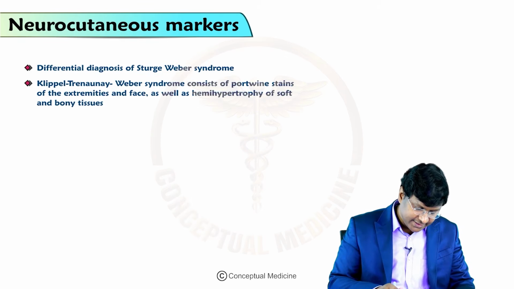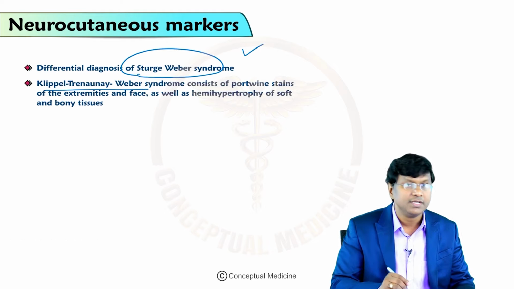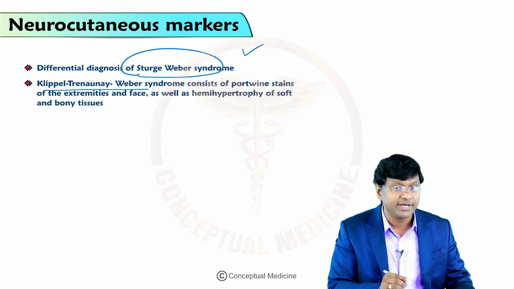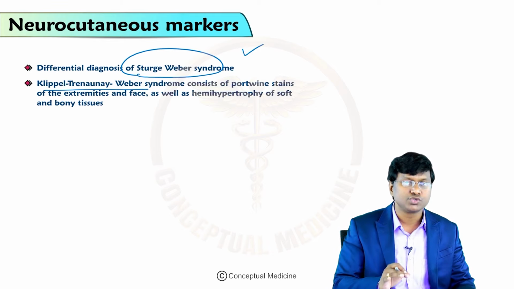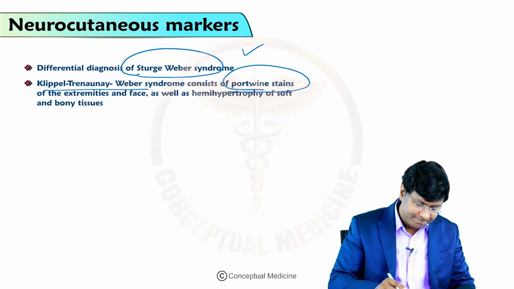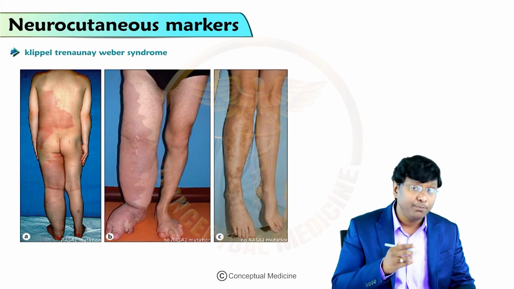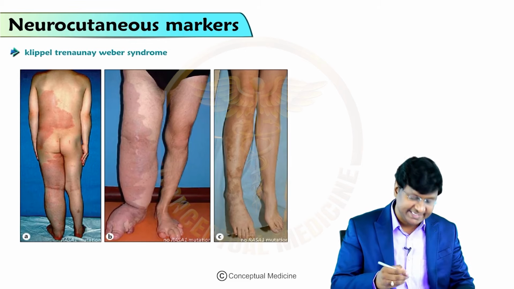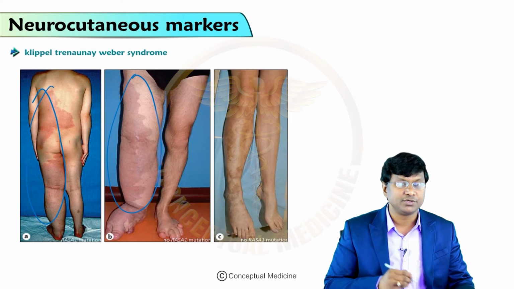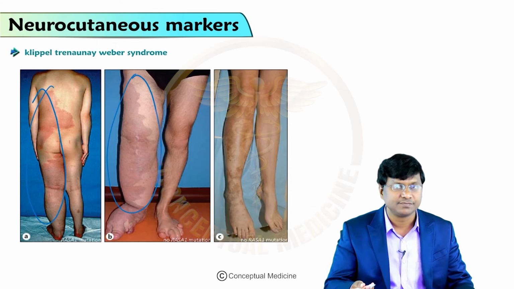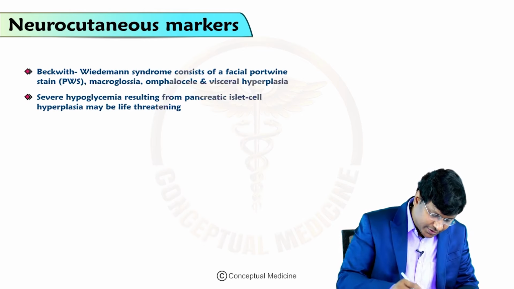Next, if you take the differential diagnosis of Sturge-Weber syndrome, we have a syndrome called Hippel-Lindau syndrome. In Hippel-Lindau syndrome, you also have the presence of the port wine stain. But here, in Hippel-Lindau syndrome, the port wine stain is present on the extremities. You can see that here, right? The port wine stain is present on the extremities as well as the face.